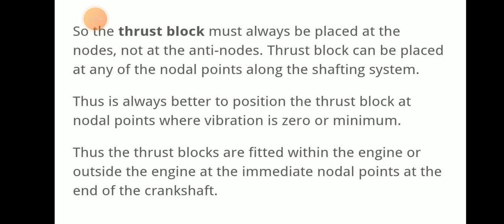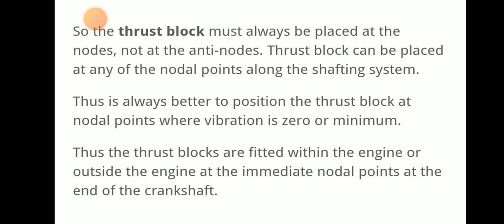Thrust blocks are fitted inside the engine or outside the engine at an intermediate nodal point at the end of the crankshaft. They are usually placed at the nodal point, not at the antinodes, because the amplitude of vibration should be minimum or zero. The thrust block can be placed at any nodal point along the shafting system, so it is better to position it where vibration is zero or minimum.